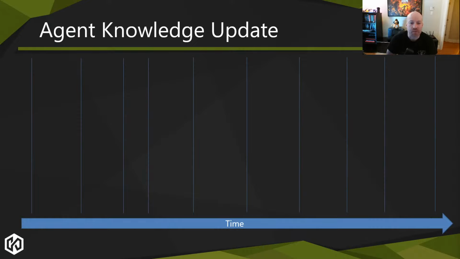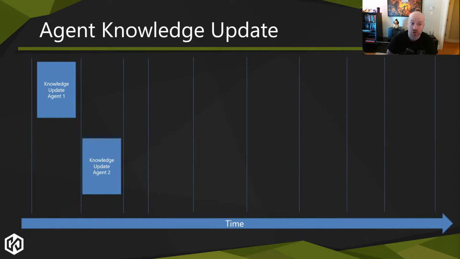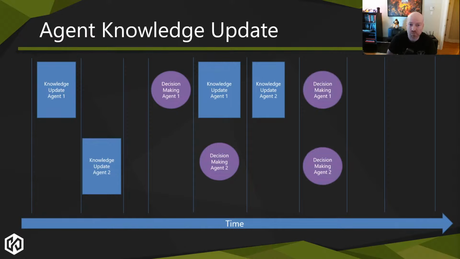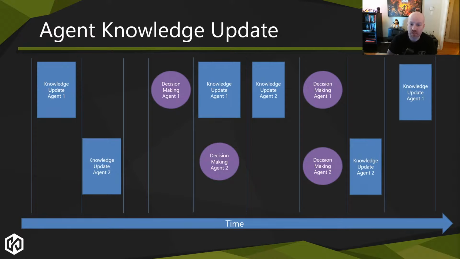An example of that is we do a knowledge update on agent 1 on one frame, and a knowledge update for agent 2 on another frame, and might run the decision making for the first one there. Then we might trigger the knowledge update for that agent again while we run the decision making for 2. Now the knowledge update for agent 2. Then maybe the timing lines up and we run the decision making for both agents on the same frame, and so on.